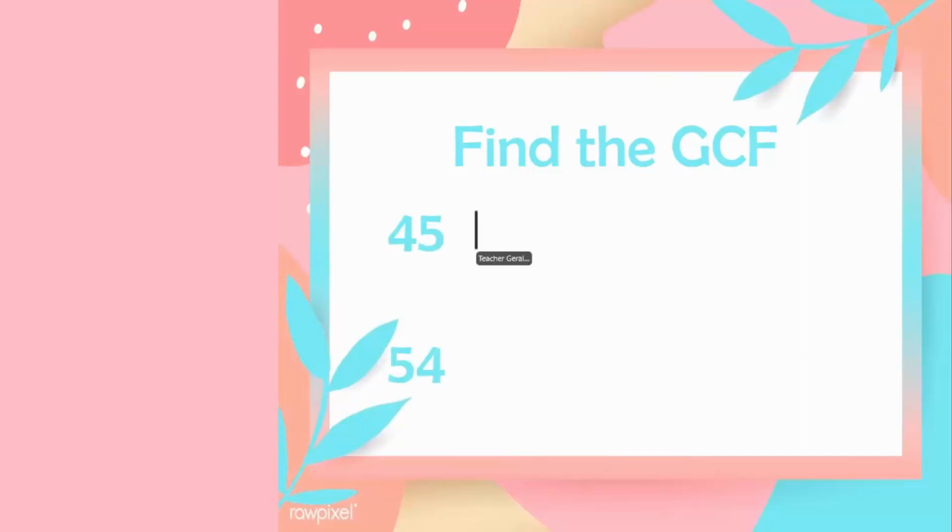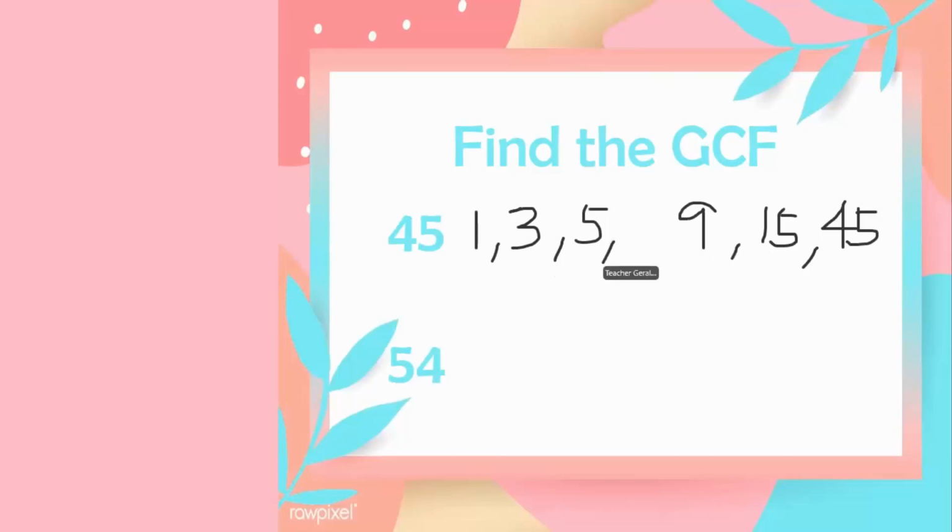We have 1 and 45. Can this be divided by 2? We can't, because it is not divisible by 2. Can this be divided by 3? Yes, so we have 3 and 15. How about 4? No, we can't divide this by 4. How about 5? Yes, 5 and 9. How about 6? No, it cannot. 7 cannot be. So the factors of 45 are 1, 3, 5, 9, 15, and 45.